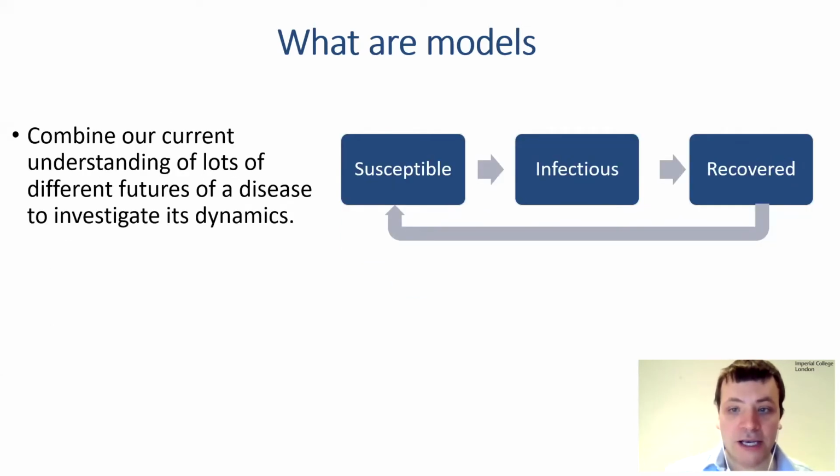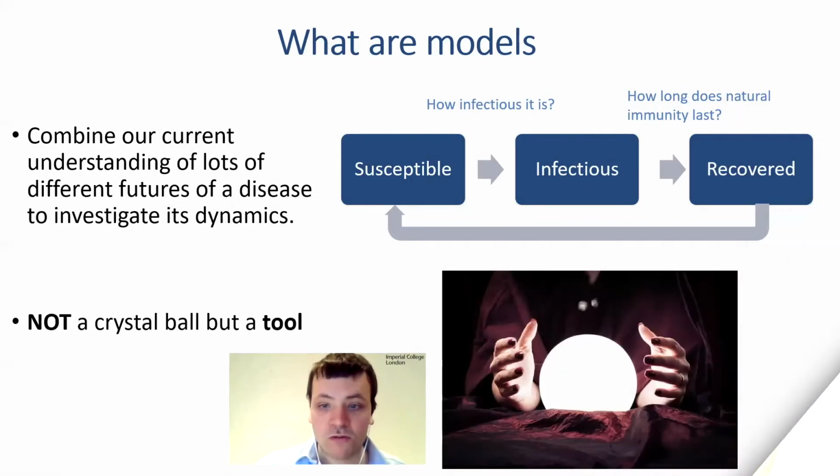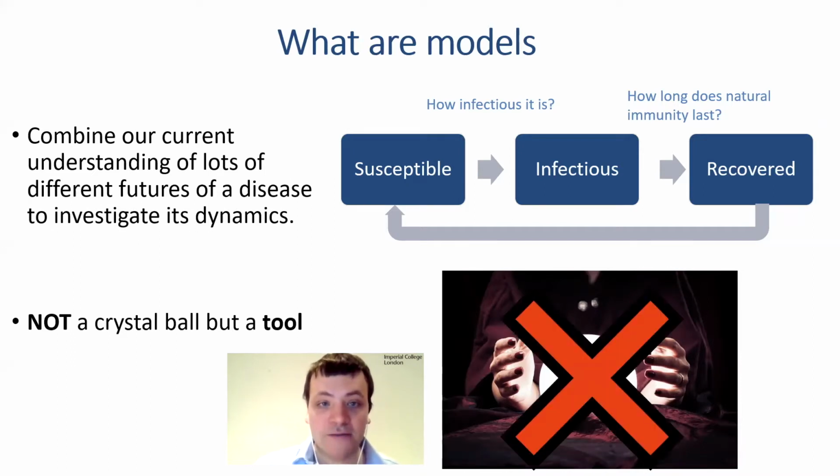Models combine our current understanding of lots of different features of a disease in order to look into its dynamics. This could be things like how infectious it is, how long does the natural immunity last, what is the efficacy of a particular intervention like a vaccine. What's really important to understand here is that they are not a crystal ball that are trying to make perfect predictions of the future, but they're a tool to scientifically look into the dynamics of a disease.